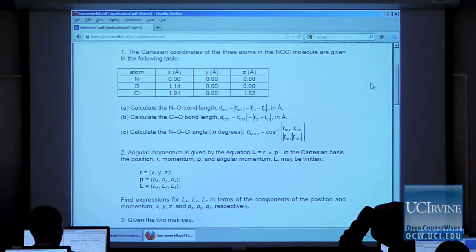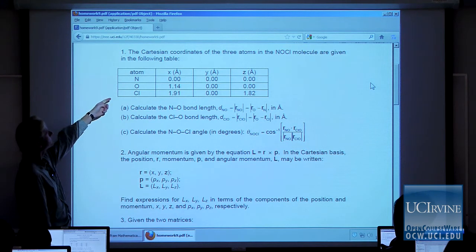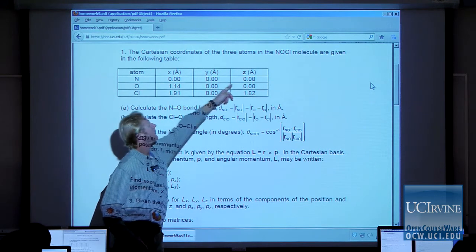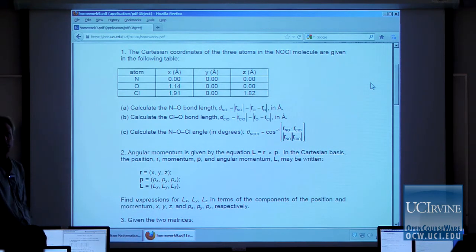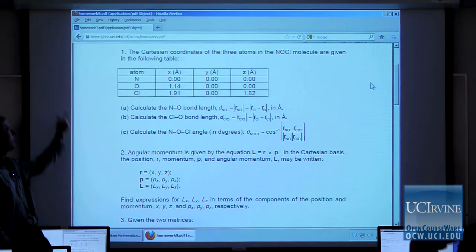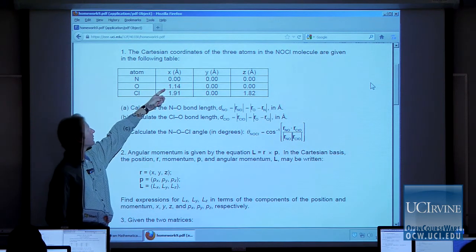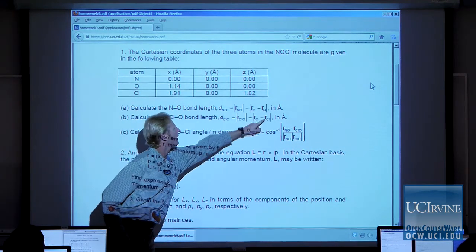Okay, so the first problem is a problem that is going to involve doing calculations with vectors. What I've given you in this table are Cartesian coordinates for the 3 atoms in the molecule NOCl. So this is the X, Y, and Z coordinate of nitrogen, oxygen, and chlorine. Now, each of these sets of 3 coordinates defines a position vector. So for example, I could say Rn equals 0, 0, 0. And Ro equals that. And RCl equals that. So Ro, Rn, RCl.